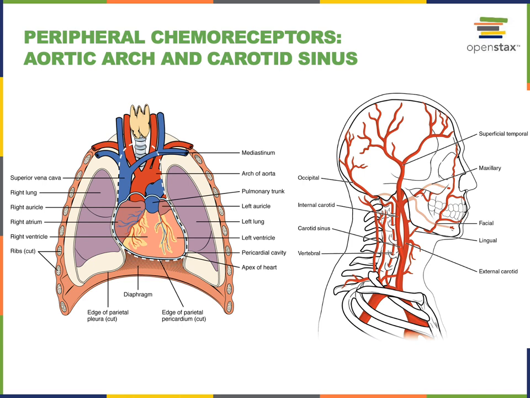Receptors in the carotid sinus relay this information in through cranial nerve number 9, the glossopharyngeal nerve, and chemoreceptors located in the arch of the aorta relay this information in through cranial nerve number 10, the vagus nerve. This information is relayed into the control centers in the medulla oblongata and leads to an increase in the pulmonary ventilation rate in order to restore the homeostatic set point for the blood oxygen concentration.